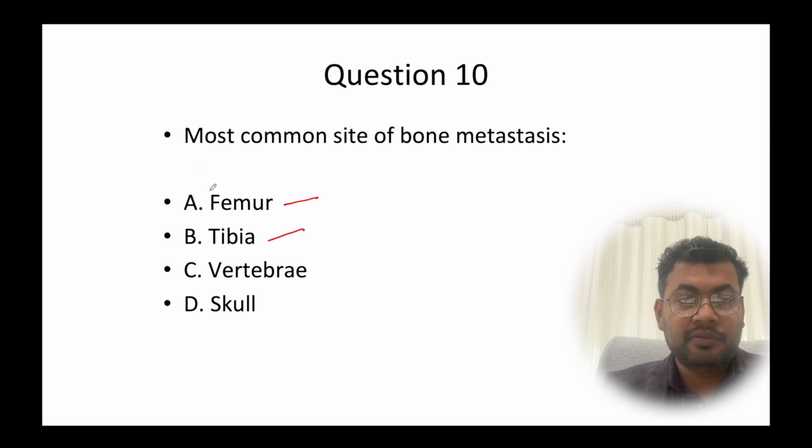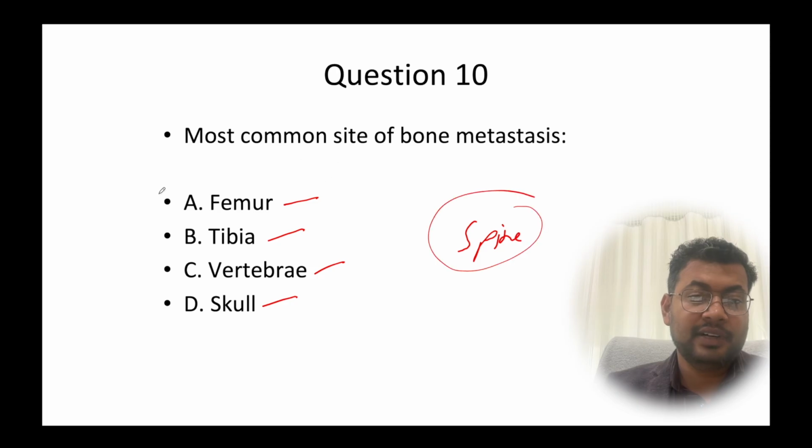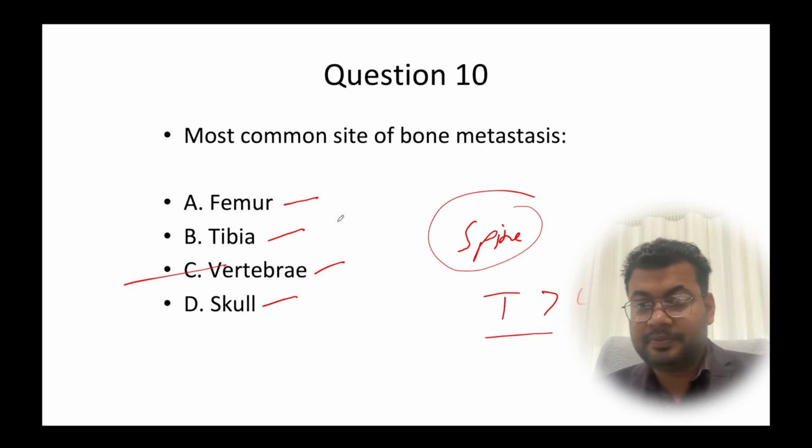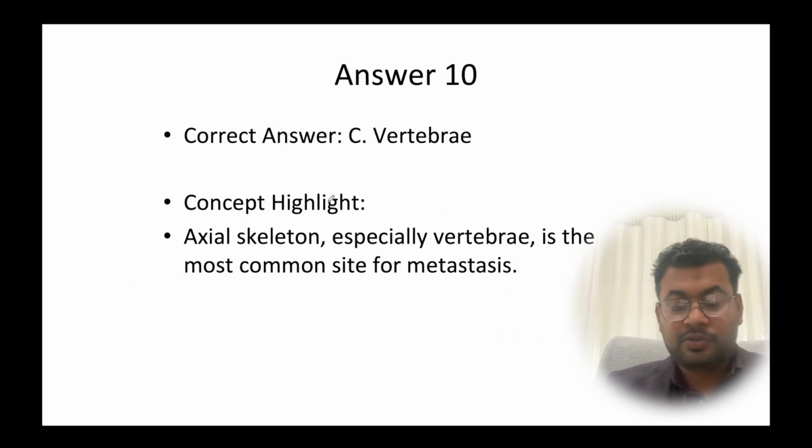Most common site of bone metastasis. Femur, tibia, vertebrae, skull. So the most common site is the spine, the vertebrae, and in vertebrae, thoracic spine more than lumbar spine. So the answer is C. Vertebrae.